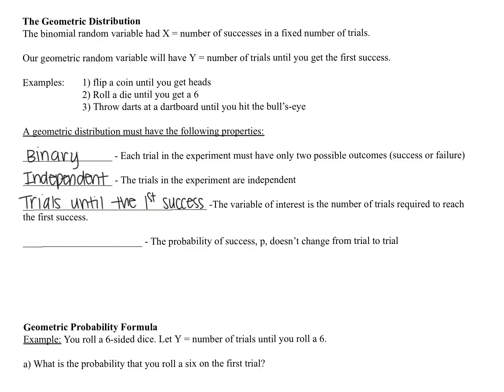So the variable of interest is the number of trials required to reach the first success. And then the other one is the same. So this probability of success still has to remain the same from trial to trial. So 3 of the 4 requirements for a geometric distribution are the same as a binomial distribution. It's just the trials that are different. So instead of looking at a fixed n, we're looking at the trials until the first success.